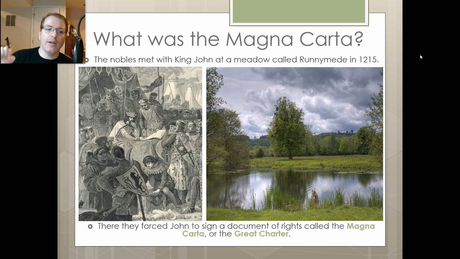We have King John being forced to sign something called the Magna Carta, the Great Charter. Now, the Magna Carta, in my opinion, is one of the single most important documents written in the Western world for a long time. This is the foundation of our Constitution, our Bill of Rights. It is such an important thing. It changes the world, at least the Western world, we should say.